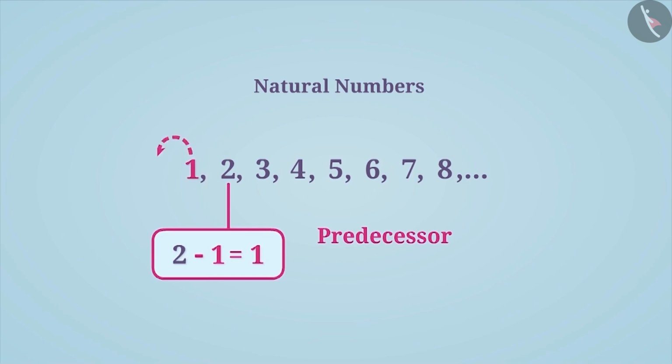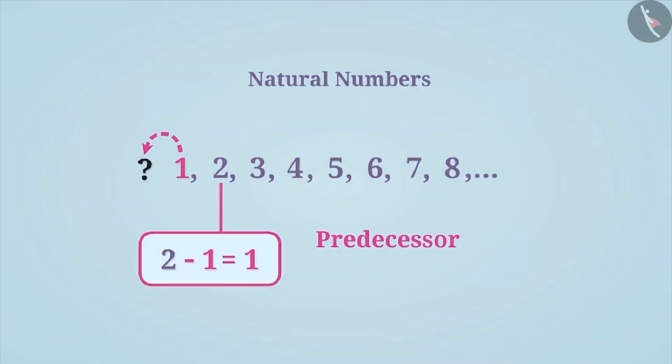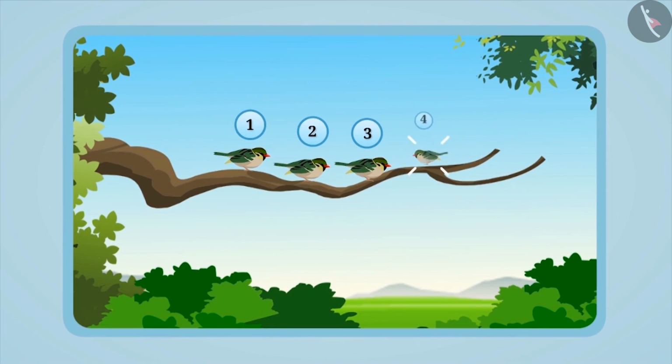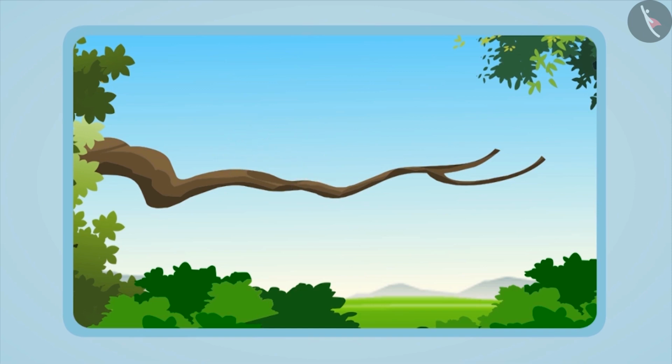Can you tell what will be the predecessor of 1? Think about it. Let's find out. Suppose there are 5 birds on a tree. Birds begin to fly away one by one in search of food, due to which the remaining birds are 4, then 3, then 2, and then 1. If this one bird also flies away, then how many birds will remain? None. It is expressed with number 0.